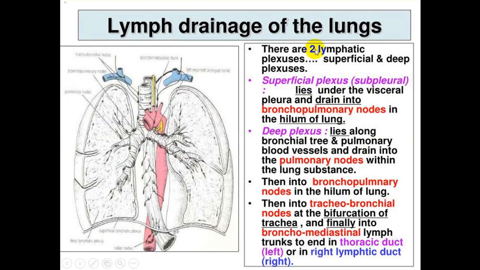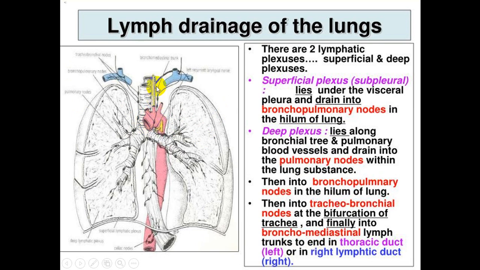Two sets of lymphatic vessels forming two lymphatic plexuses are present in the lung. One is the superficial, which is present just under the visceral pleura, and it drains the visceral pleura as well as the lung parenchyma. That is basically because they are close to the bases of the bronchopulmonary segments, so they drain that region. The second one is the deep plexus, which is formed along the bronchial tree, and these two plexuses finally drain into the bronchopulmonary lymph nodes and then into the tracheobronchial nodes.